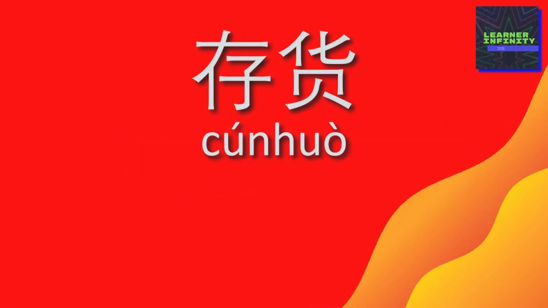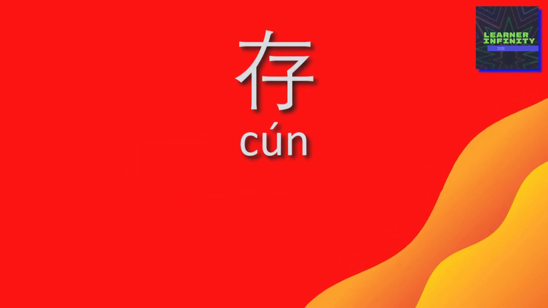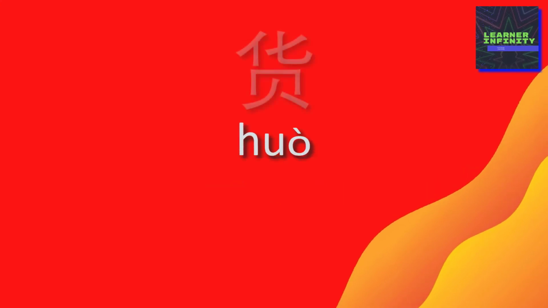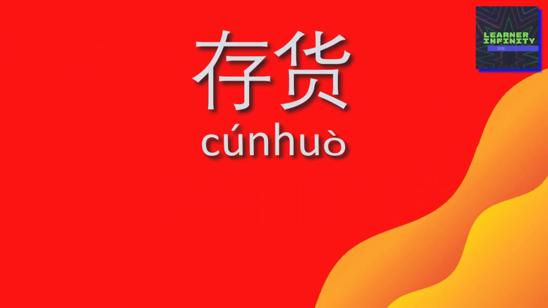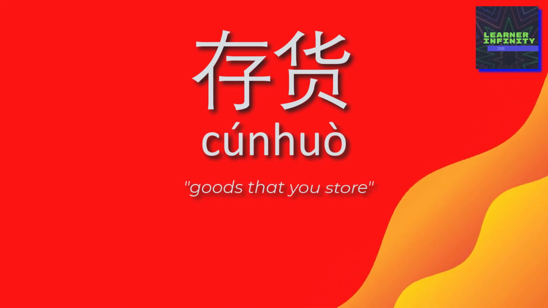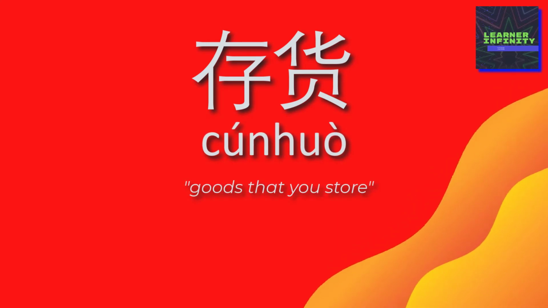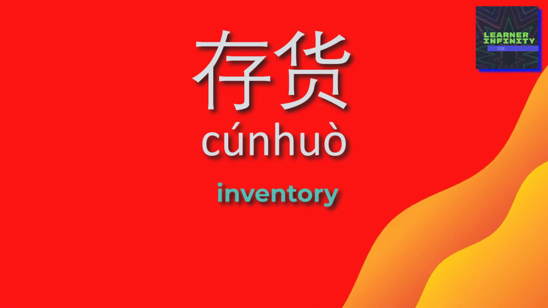Next is 存货. 存 is a verb which means keep or store. 货 is a noun which means goods or commodity. Combining these two characters results to goods that you store. Can you guess now what is 存货? The answer is inventory. It's easy, right?